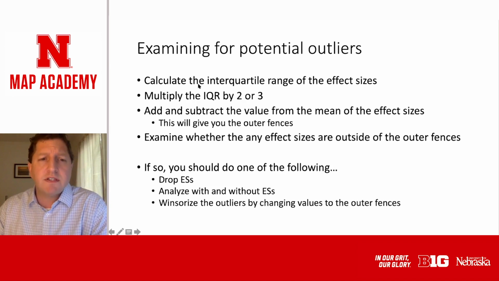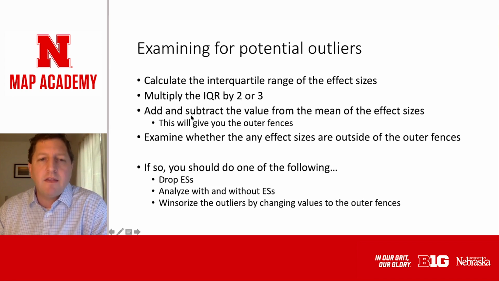The way to do this is to calculate the interquartile range of the effect sizes. You will then multiply the interquartile range by 2 or 3. I favor 3, and a lot of analysts do. It's a little bit more conservative. It allows you to keep the influence of that effect a little bit more.